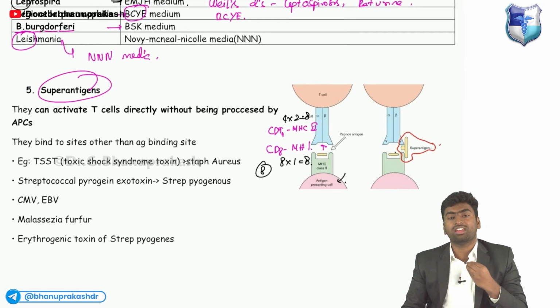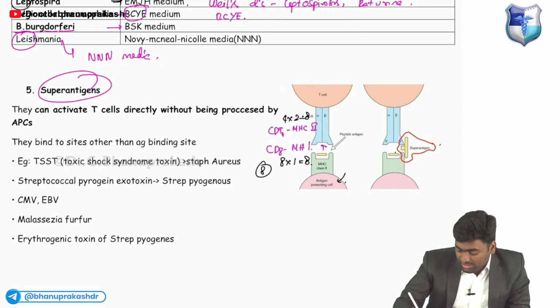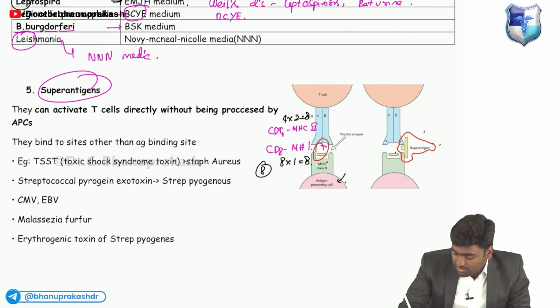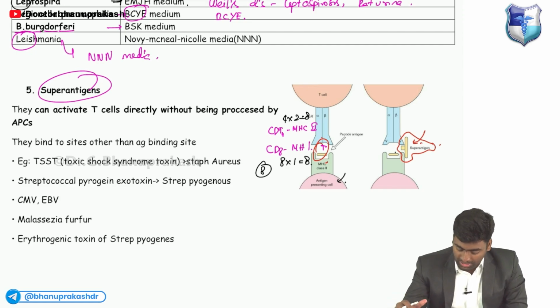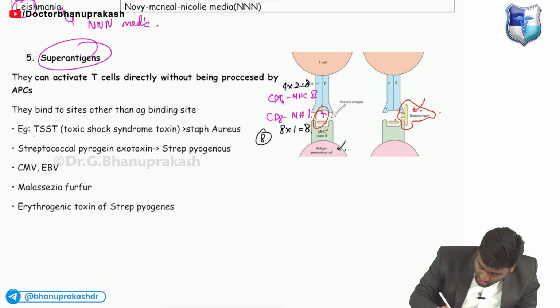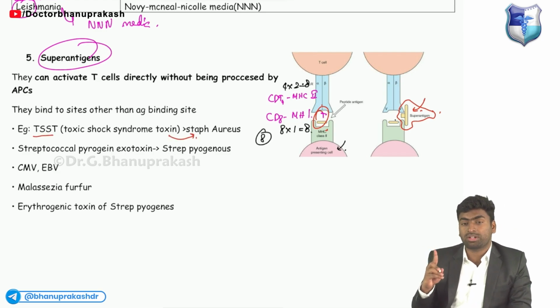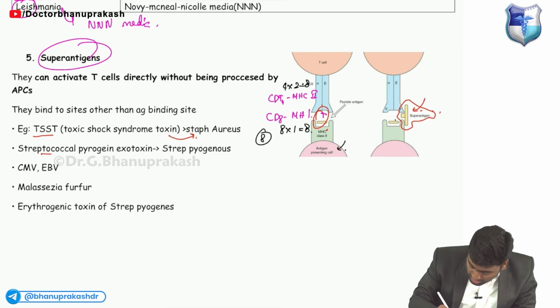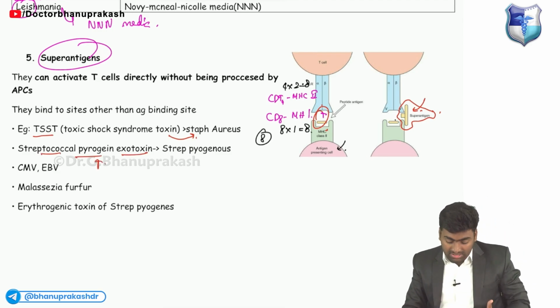So which diseases will have superantigens? The usual route is from MHC to the T cell, but there is a small component coming in between and stimulating the cell. That is the superantigen. This will be seen in toxic shock syndrome in a case of Staph aureus. Then streptococcal pyrogenic exotoxin, I told you, pyrogen means the fever causing exotoxin.